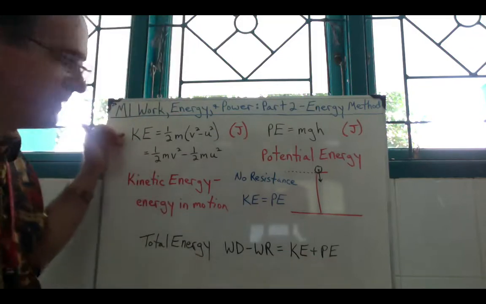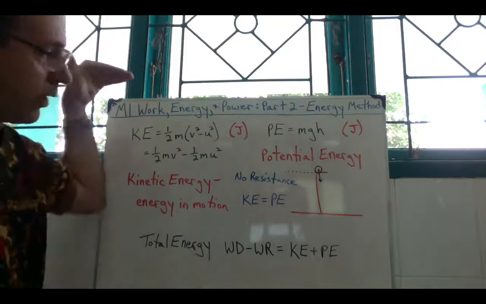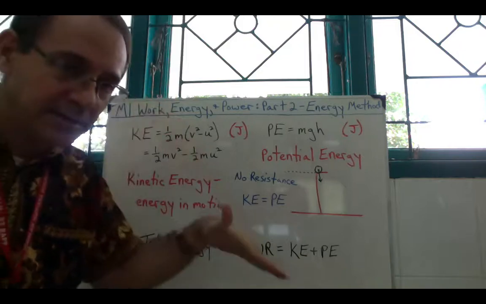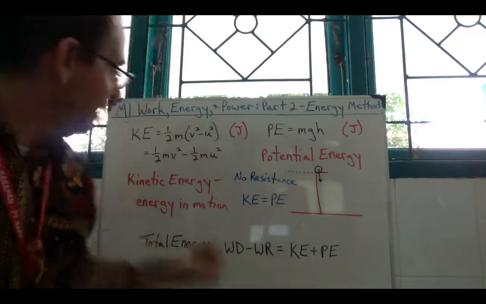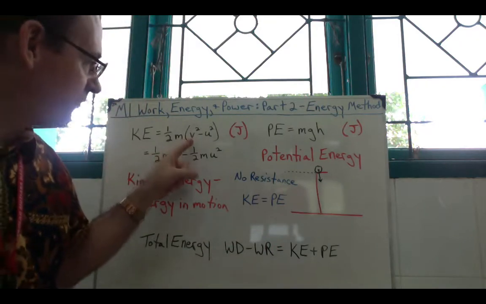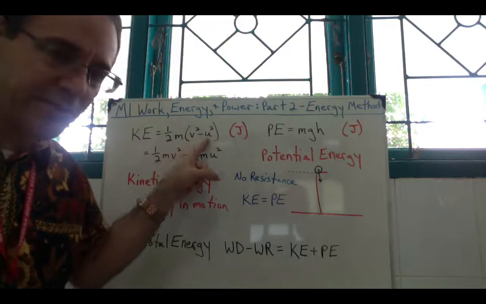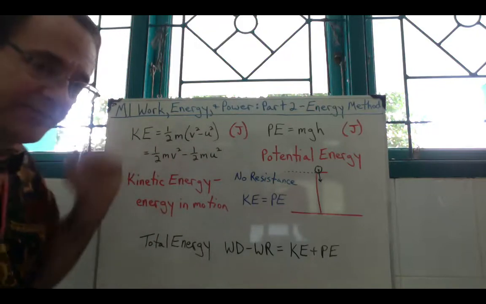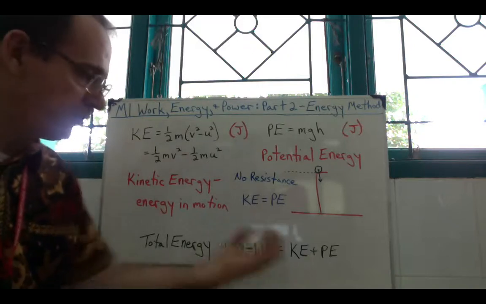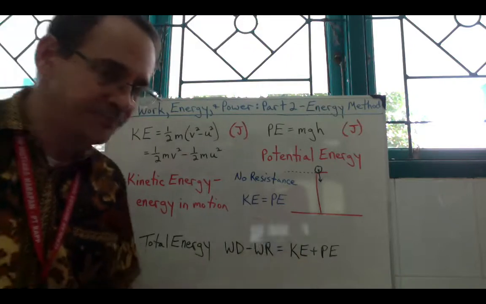So in the case of kinetic energy, if you are going downhill, most likely you are increasing your speed, and that means your final velocity will be greater than your initial velocity, and so you're going to have a gain of kinetic energy, and so you'll put it in as a positive value.